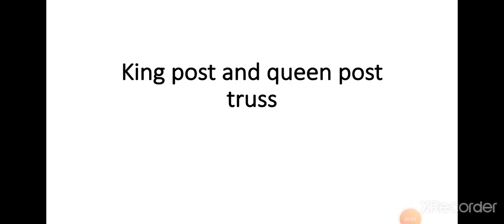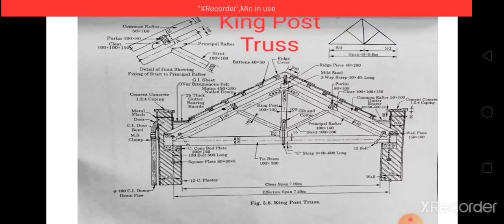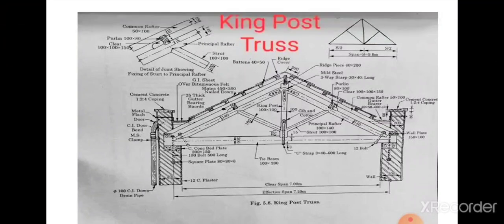So today we'll talk in detail about the king post and queen post trusses. I have already given you a brief idea about the different types of roof trusses in my previous video, and today we'll talk in detail about these two roof trusses. So this is the basic diagram. This is the front view of a king post truss that you will have to draw.